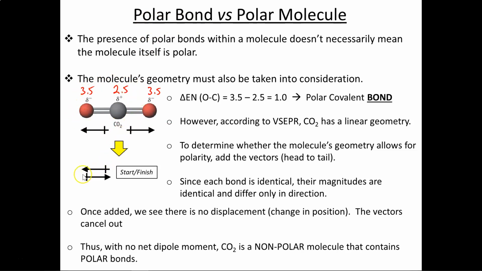To determine this, we're going to add up the vectors head to tail. So the head of one dipole moment is added to the tail of the other dipole moment, and we'll see where the electrons go overall. Adding these vectors head to tail, we can see that they cancel each other out. You go left, but then you go back right, and you end up at the exact same spot. In order for this molecule to be considered polar overall, it has to have opposite ends. One end would have to be partially positive, and the other end partially negative. But as you can see, neither side is more negative or more positive than the other. So in the end, this molecule's geometry, its shape, does not allow for polarity.